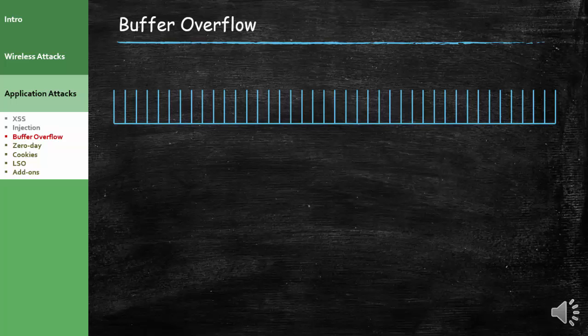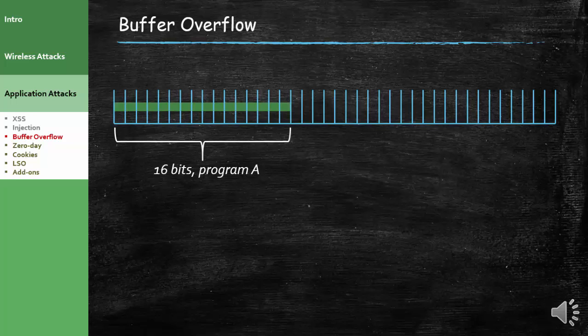So let's say you've got some memory, right? Memory that can be used by lots of different applications. We've got a multi-user system. Lots of different applications can use the same memory, but each application gets its own little address in memory. So let's say program A gets 16 bits of memory assigned to it for a variable. When it compiles, or at runtime, it needs a variable, so it gets a little space in memory for that variable, and it's 16 bits.